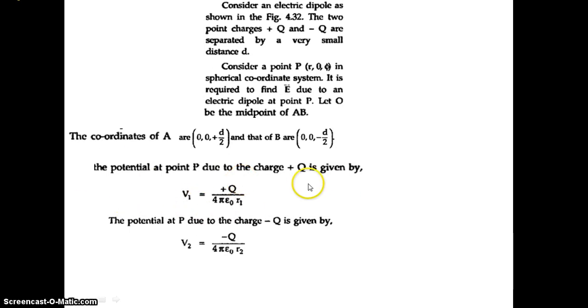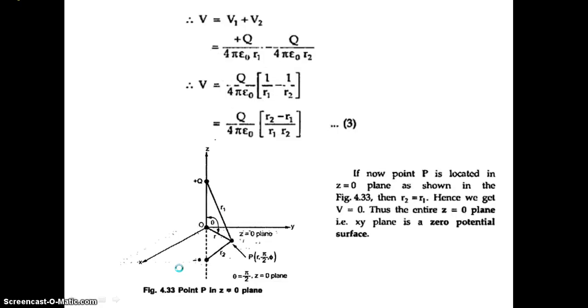Now the potential V1 at P due to the charge plus Q is given by Q by 4 pi epsilon 0 R1, and at P due to charge minus Q it is minus Q by 4 pi epsilon 0 R2. So the total voltage is V equal to V1 plus V2, and we get Q by 4 pi epsilon 0 times R2 minus R1 by R1 R2. If the point P is at the XY plane, then the distances R2 and R1 are equal. That means V equal to 0.